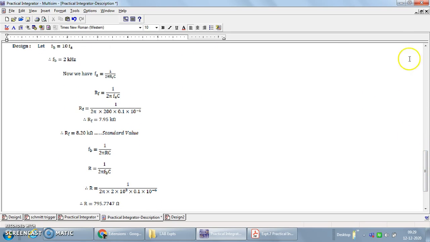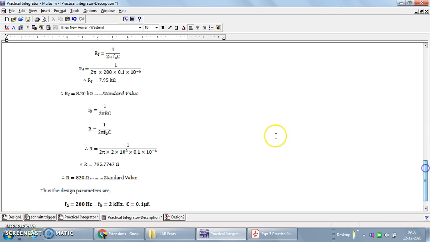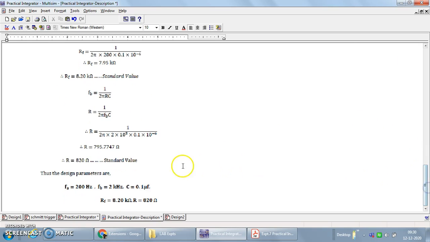If we proceed ahead with the design and calculations, then RF should be of 8.2 K value and R should be of 820 ohm. Whatever value the calculations give, we should make it the nearby standard value in which the resistor is available. So the design says you should design an integrator with RF of 8.2 K, resistance R in series with the signal source of 820 ohm, and a capacitor of 0.1 microfarad.